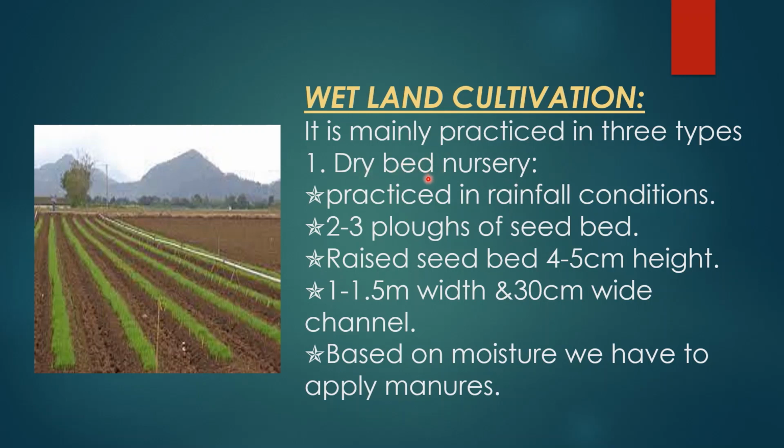Mainly dry bed nursery is practiced in rainfed conditions where the water availability is very less. Okay, first we have to prepare the seed bed with 2 to 3 plowings. Next we have to prepare a raised seed bed, 4 to 5 centimeters in height and 1 to 1.5 meters in width. We have to prepare a channel 30 centimeters wide, and based on the moisture we have to apply the seeds and fertilizers in this seed bed.